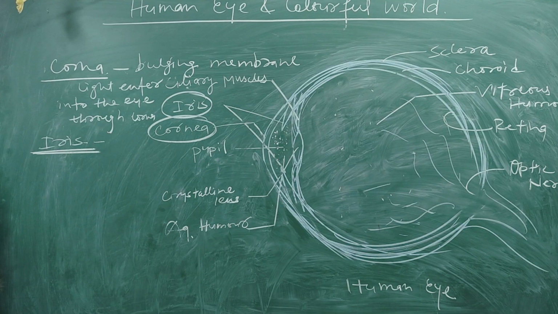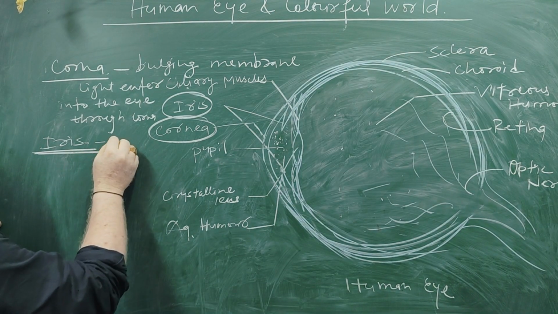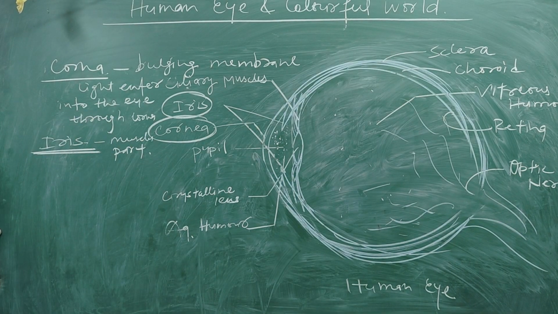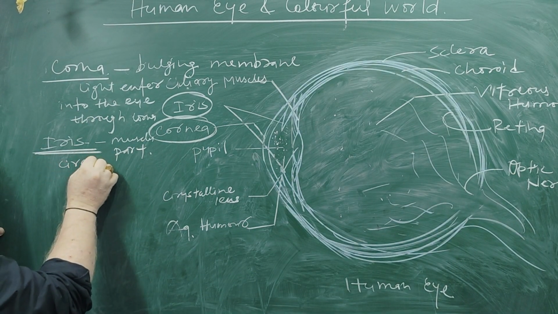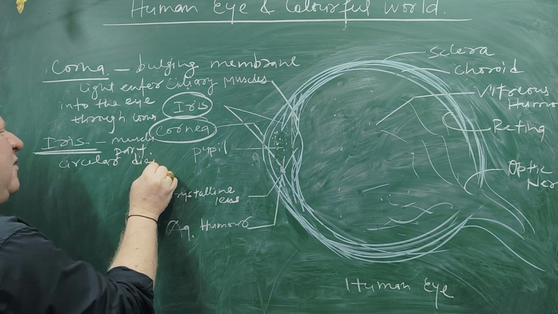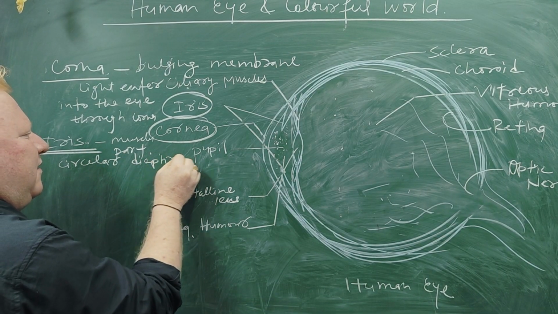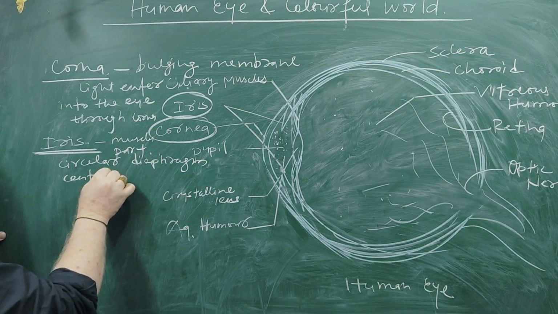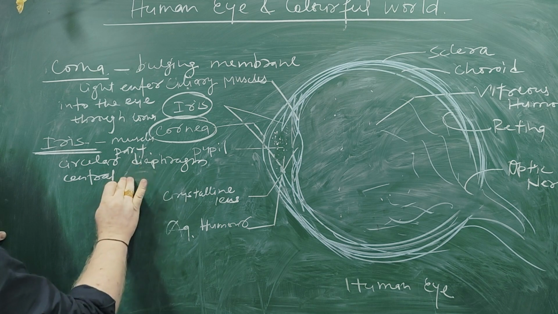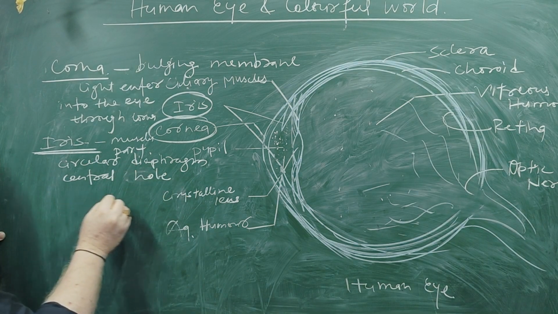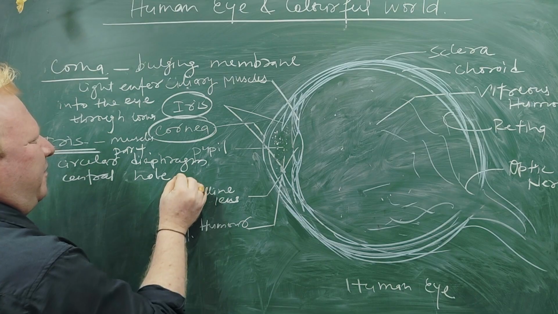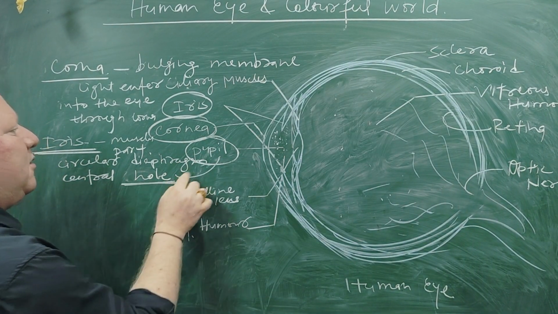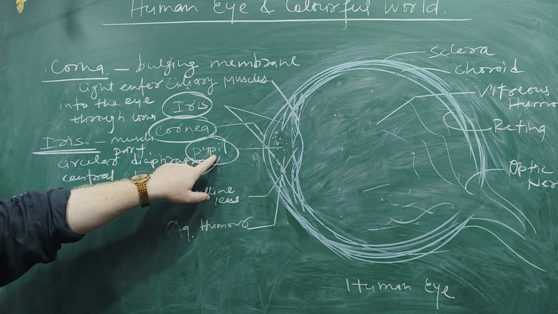The iris has a muscular part, of course. It has a circular diaphragm with a central hole. This central hole is called the pupil.